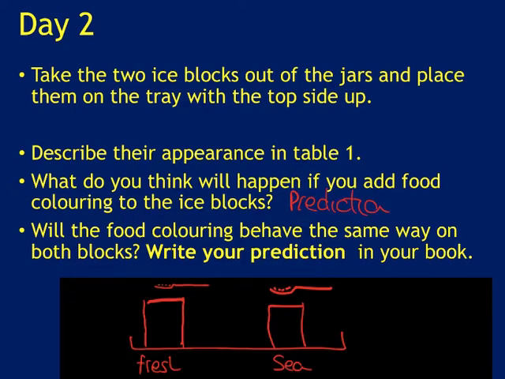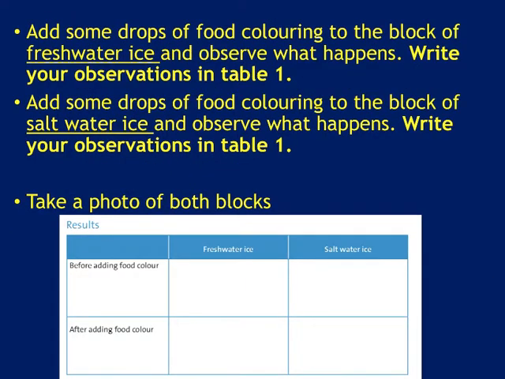Okay. Do you think they're going to behave the same? You can put that in your prediction. Are they going to behave differently? And you will know from looking at the ice what you think is going to happen. Okay, so you're now going to add drops. Decide on 6 drops, so it's the same for both, and write down your observations. So this is your description.